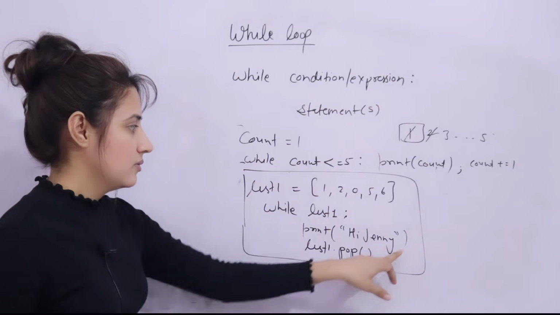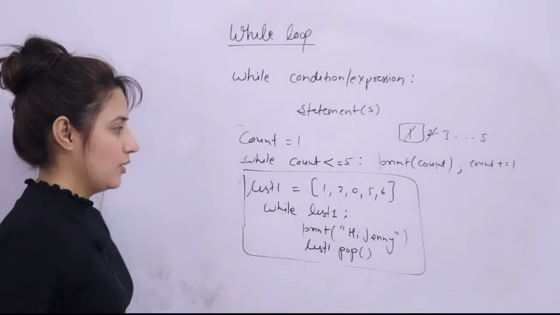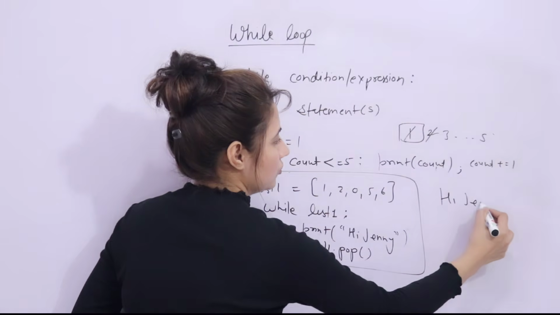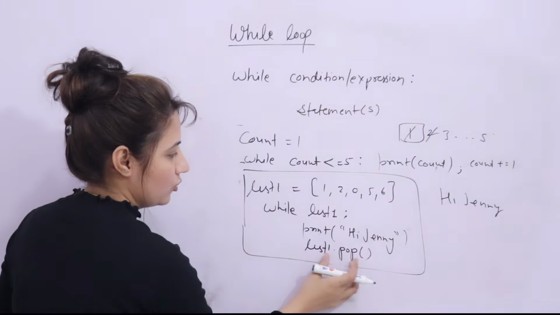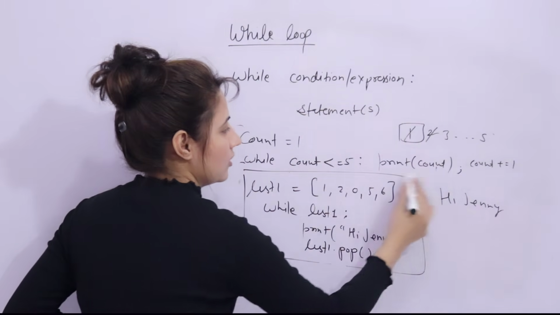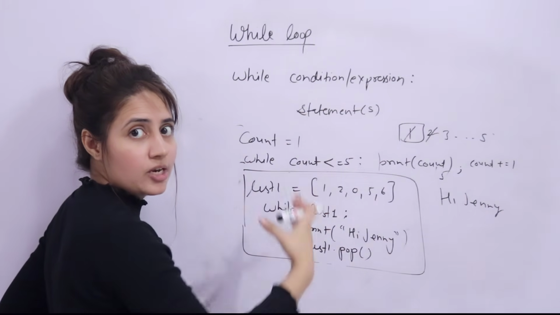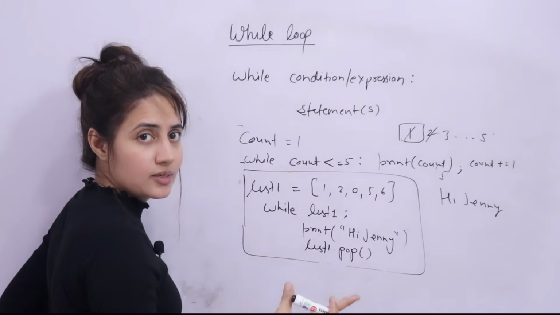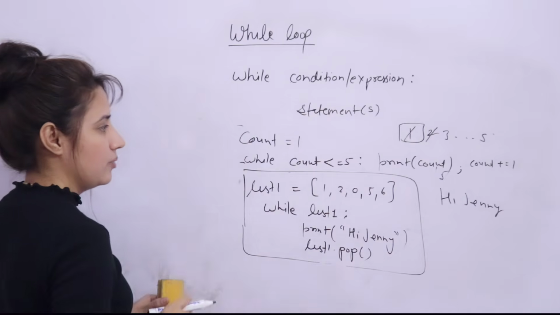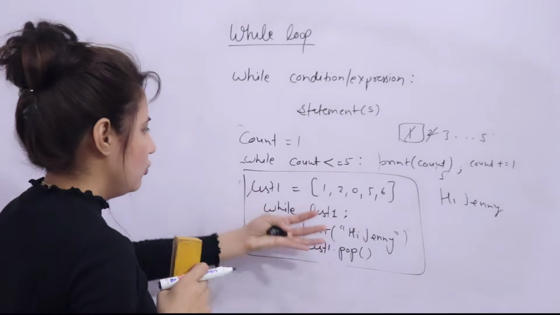And after that, one by one, first hi Jenny would be printed, then list1.pop, one element would be popped. Suppose 5, then only 4 elements are there. One by one, each element would be removed from the list, and after printing 5 times, this list would be empty. So this is how you can also use while loop.